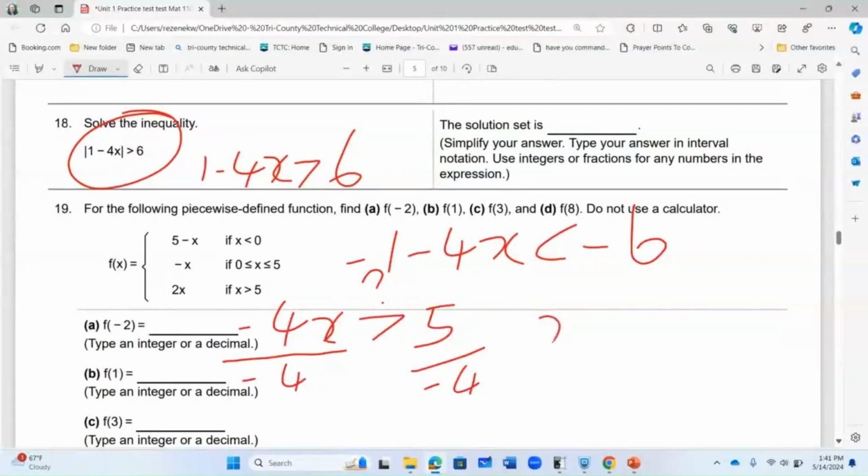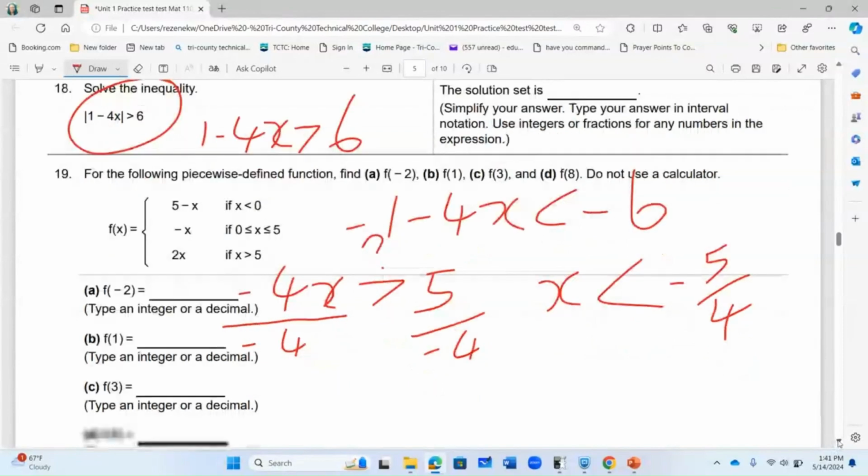Okay, so now I have x is less than, the sign of the inequality changes, x is less than negative 5 over 4. That is it. And then you could be told to graph it. I can graph my answer. You could be told to graph your answer.